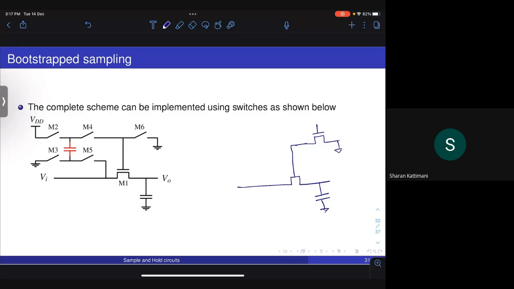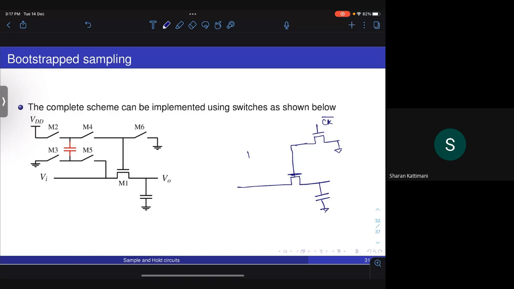And when should it be connected to ground? It should be connected to ground when the switch is off. So this should be clock bar, right? When the switch is off, that is when clock is low, clock bar is 1, and at that time, this transistor turns on to connect the gate to ground.